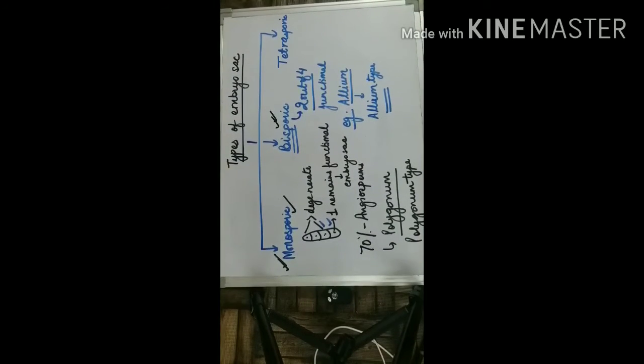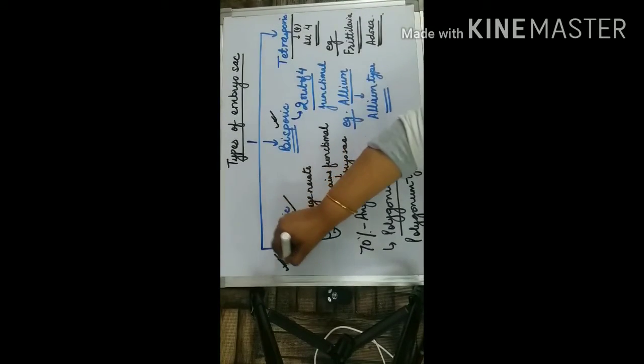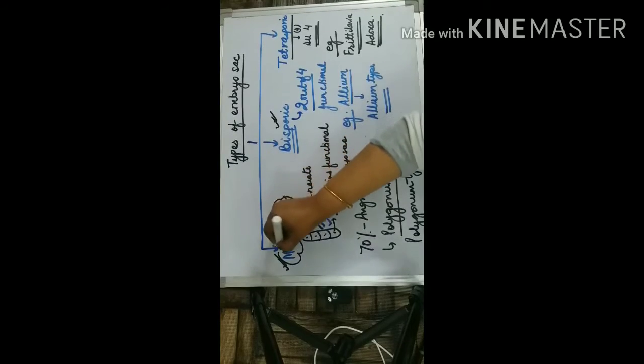Tetrasporic. Tetra means 4. That means all the 4 megaspores remain functional. They all will participate to form the embryo sac. And the most common example is Fritillaria. That is why it is also called the Fritillaria type. Another example is Adoxa.